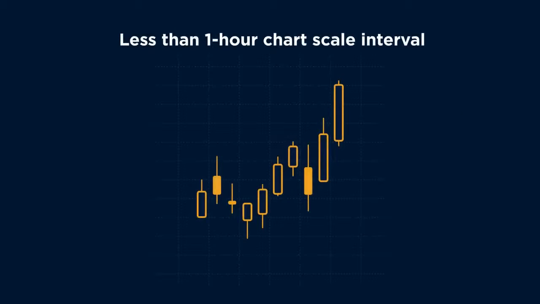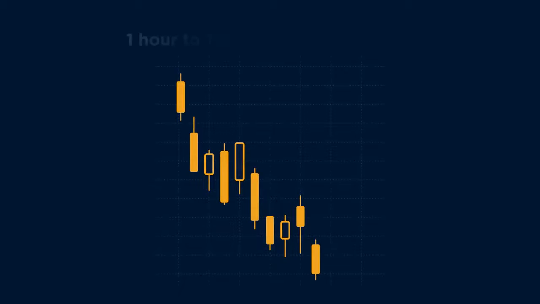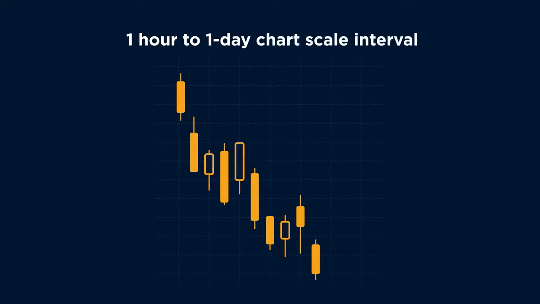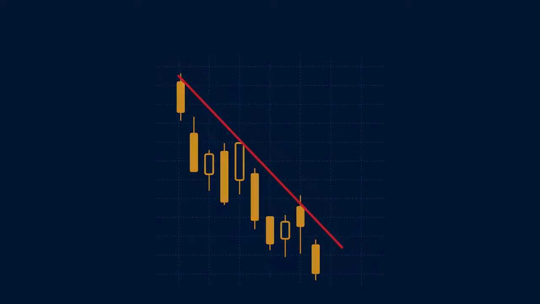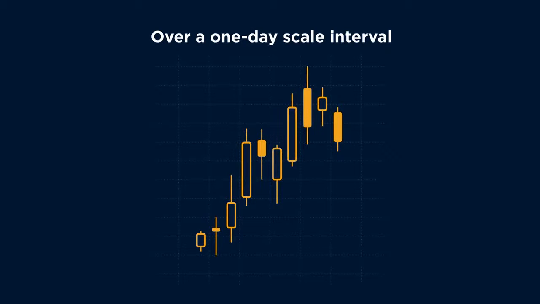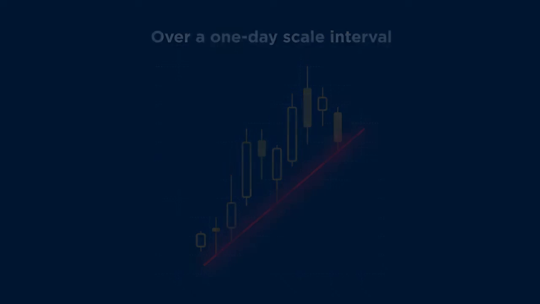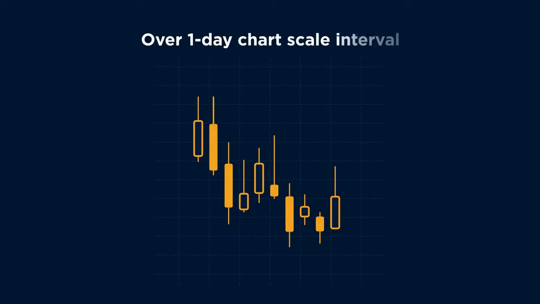For less than a 1 hour scale interval, draw the support line touching the bodies of candlesticks. For a 1 hour to 1 day scale interval, draw the resistance line touching the bodies or the shadows of candlesticks. It's your choice. For over a 1 day scale interval, draw the support line touching the shadows of the candlesticks. There are exceptions. For instance, you can ignore one shadow or one body of a candlestick if it crosses your line.